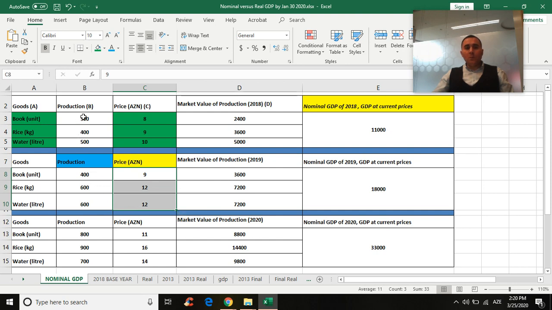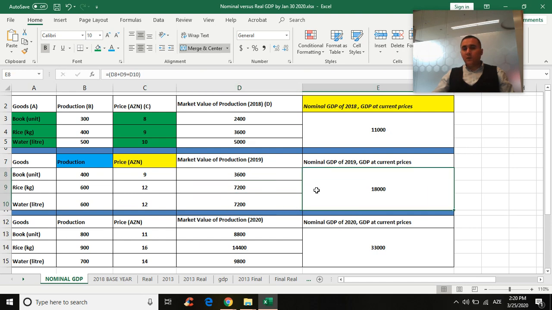So we simply multiply these production amounts with the price, because as you see, the productions are in different units. So bringing them to the common ground is the money value of all these productions. Once we multiply physical production with the monetary value, we get the market value of production at current prices.